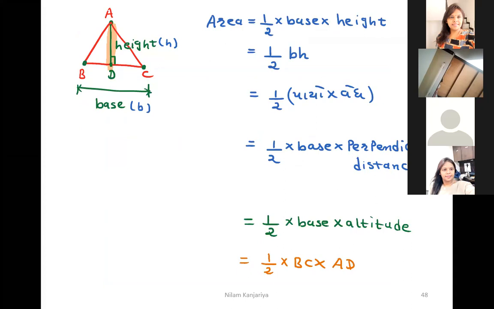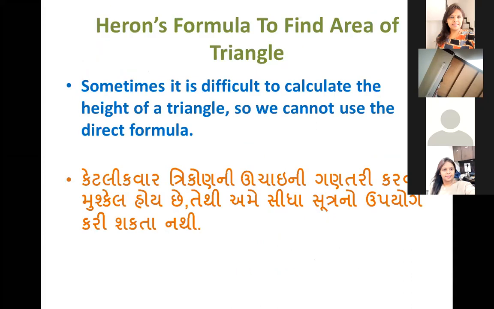Second formula for the triangle, it's known as Heron's formula. Heron's formula is always used to find the area of the triangle for the scalene triangle.